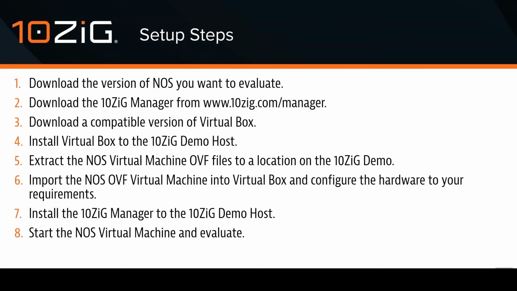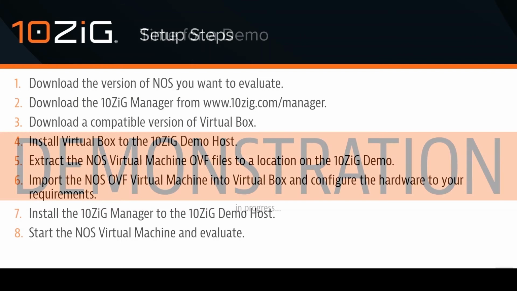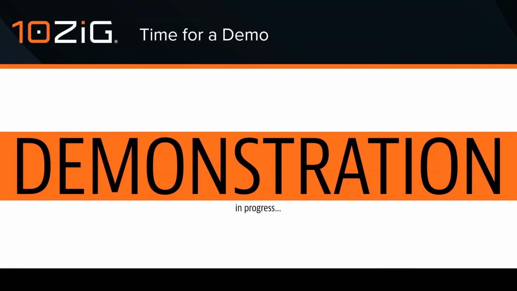With the files extracted, we can then import the OVF virtual machine into VirtualBox. Then finish the installation stage with installation of the Tenzig Manager. And finally, we could then run the virtual machine and just check that everything is up and running so we can evaluate the software. So let's demonstrate what we've outlined on the previous slides.